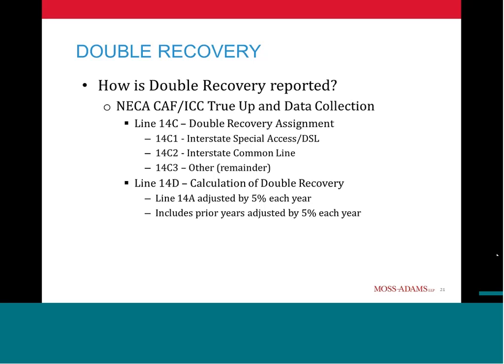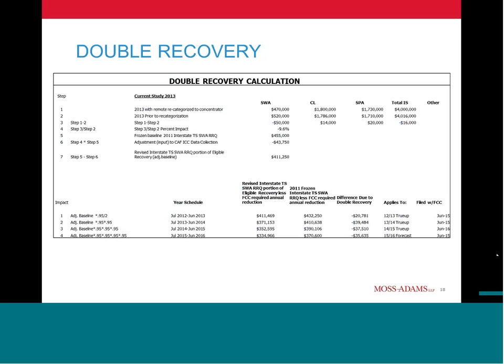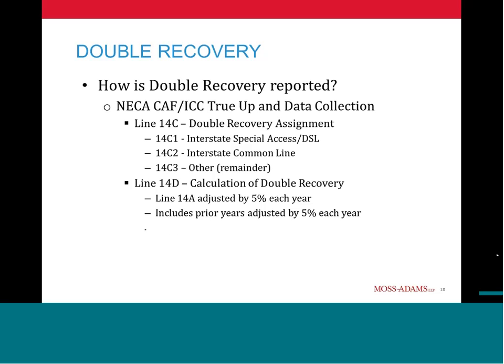So, if we scroll back just a little bit to this calculation here, you can see that there are lines for common line and special access. So there's $50,000 of double recovery, $14,000 was assigned to common line, $20,000 assigned to special access. The remainder of $16,000 would be assigned to other. Okay, so line 14D is the calculation of the actual double recovery. It's just taking line 14A and adjusting it by 5% for each year. And it does include any prior year's calculation of double recovery adjusted for by 5% for each year.